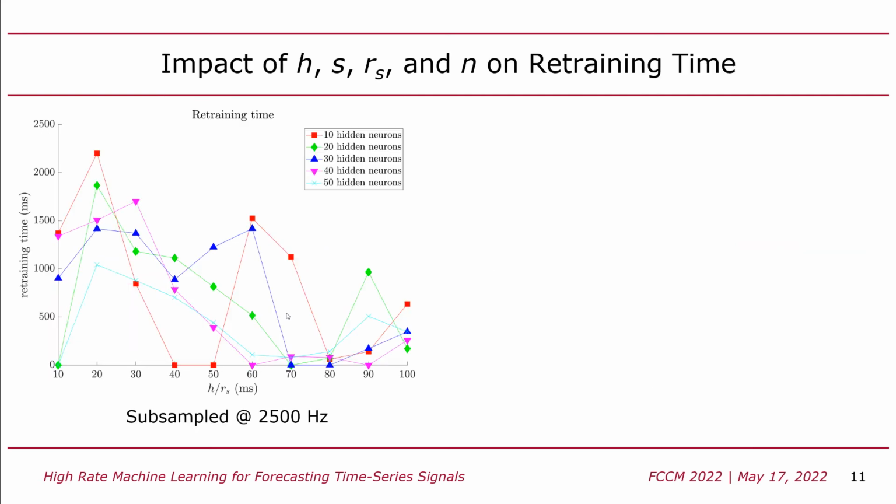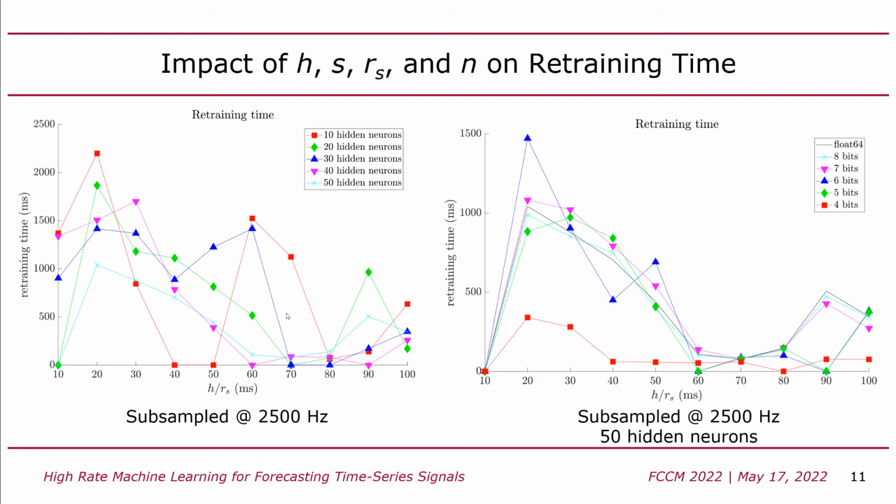When plotting retraining time versus h and s, which is what we have here, the data is noisy and it's difficult to find a trend. This is because for a given number of hidden neurons, making the network more accurate by increasing h can also make it slower to retrain. But there are cases where the retraining time is less than 10 milliseconds. Since we're currently limited to using fixed learning rates, we haven't found a way to bound the retraining time. We also examined the impact of different quantizations on retraining time. In this case, it's also difficult to find a trend, except that once again, 7 and 8 bits perform similarly to floating point.